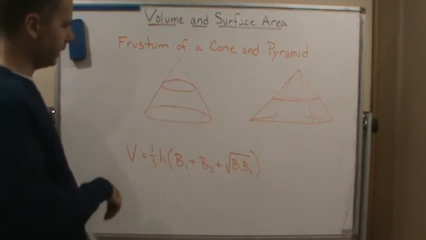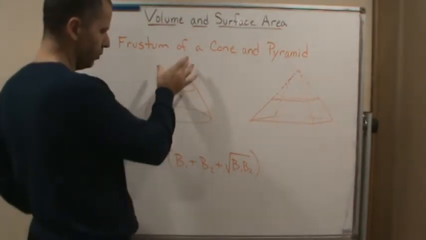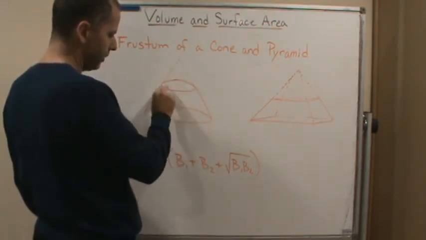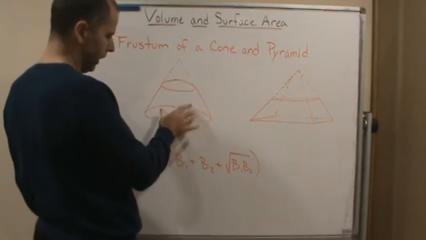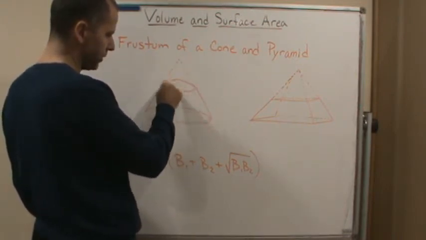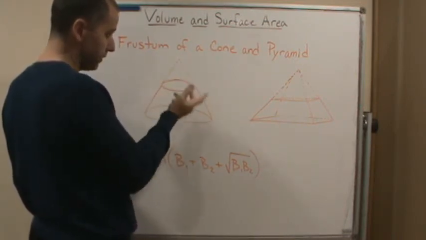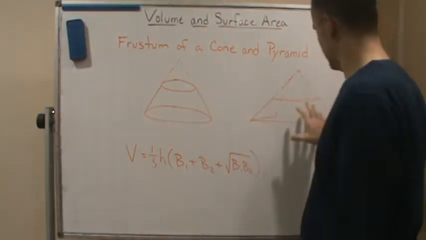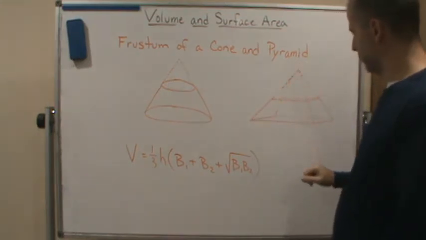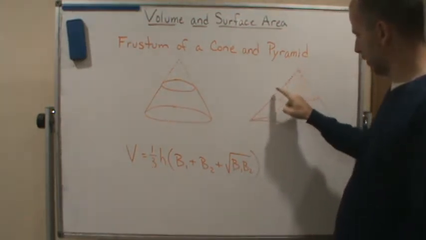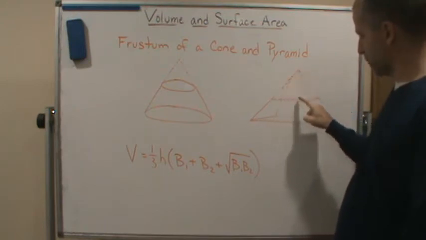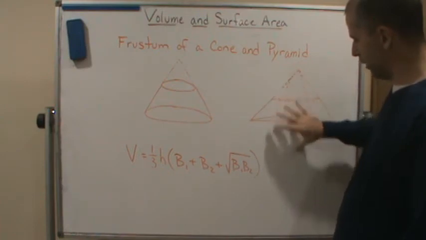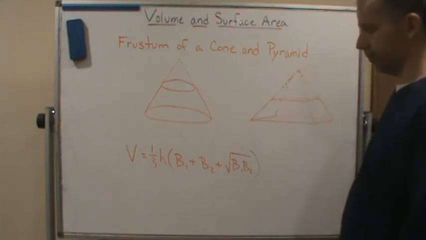Well, to calculate the volume of the frustum, you would calculate the volume of the bigger cone, and then you would calculate the volume of the smaller cone, and then subtract the two. And likewise here, you would calculate the volume of the larger pyramid, and then you would calculate the smaller pyramid that was cut off, and if you subtract those two volumes, then you get the volume of the frustum. Okay?